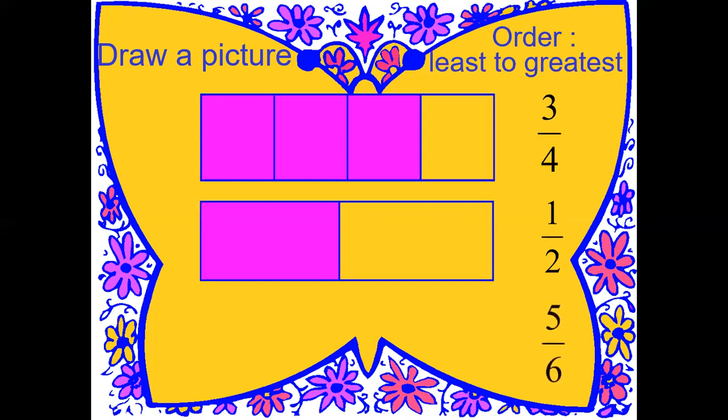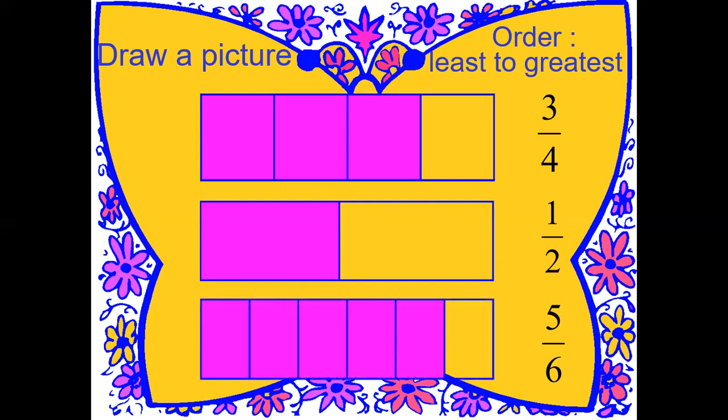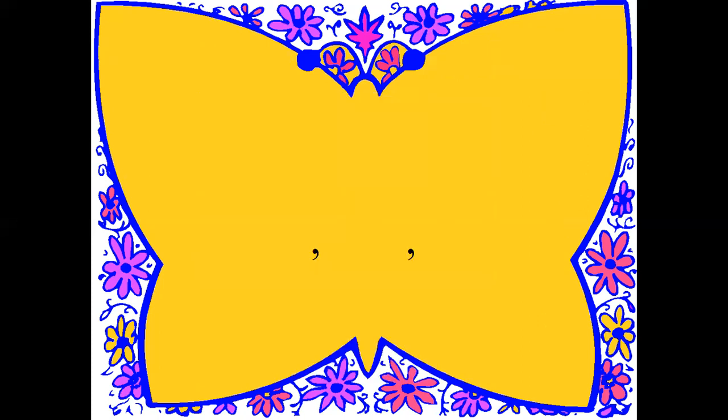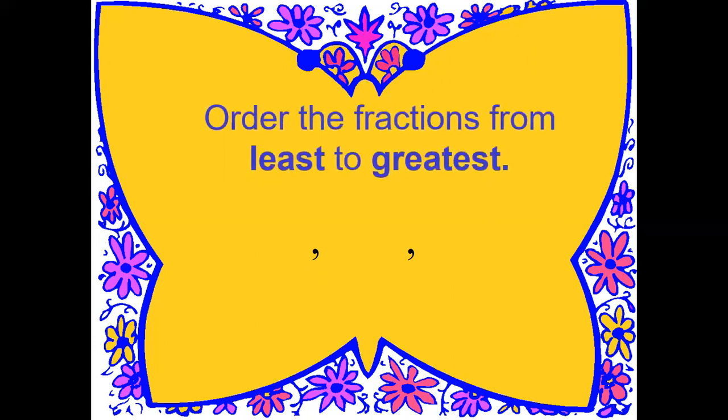And here we have 5/6, right? So this is what 5/6 looks like. It is 5 parts out of 6 equal pieces. All right, so order fractions from the least to the greatest.